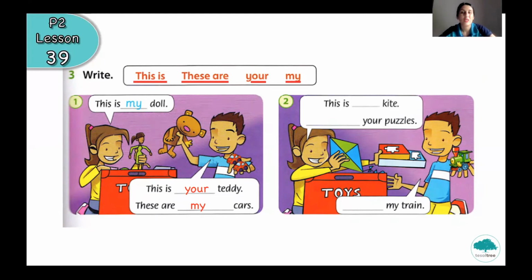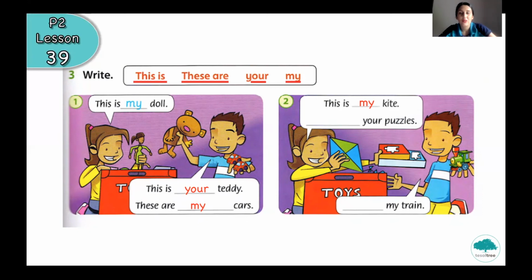Now let's continue with conversation number 2. Let's have a look. The girl and the boy again, and they're showing their toys. They have a big box of toys. Let's read this sentence. This is beep kite. So, how do you think, P2? What are we going to write over there? This is beep kite. The girl has a kite. That's why we have to write, this is my kite. Very good. The girl has a kite. That's why we have to use my.